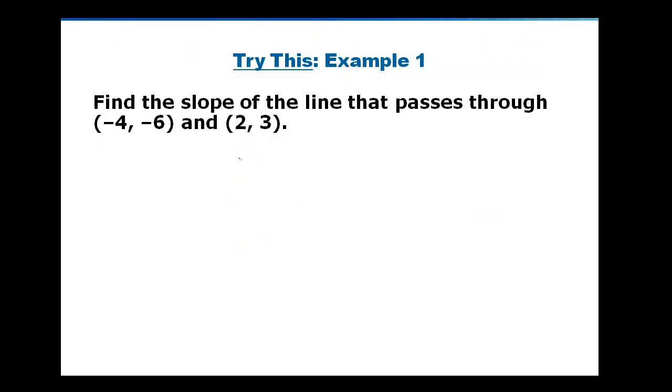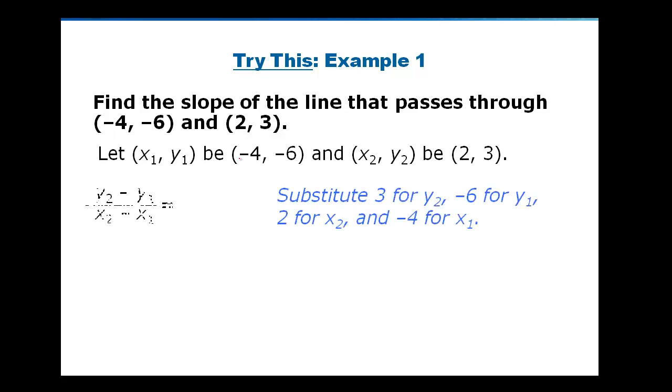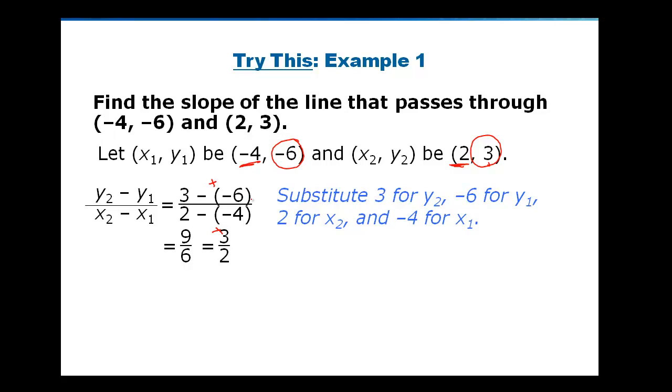Check next. We have -4, -6 and we have 2, 3. We will do the same. So we will have for y, 3 minus -6, and then 2 minus -4. So 3 minus -6: negative times negative is positive, so 3 plus 6 is 9, and 2 plus 4 is 6. So it will be 3 over 2.